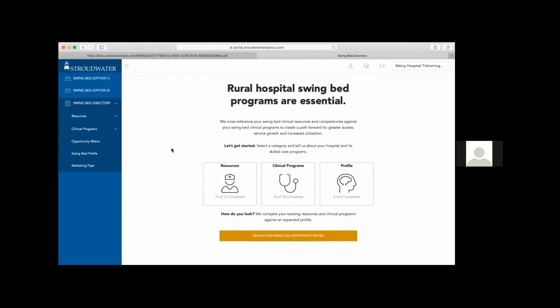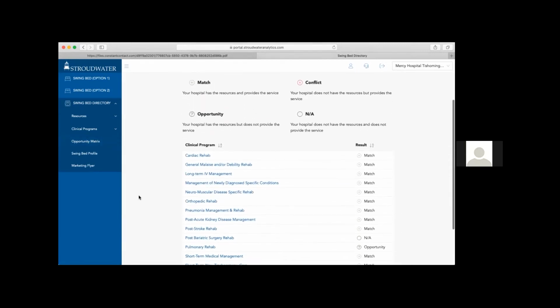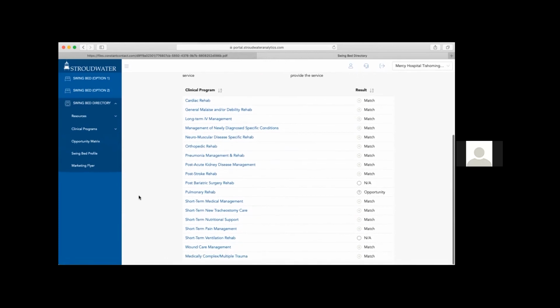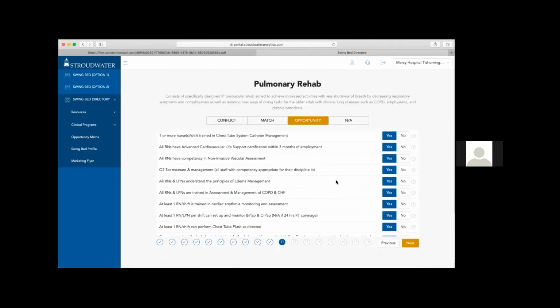And so what we're going to do is we're going to look at their opportunity matrix. Okay. So this is the end result. And if you go here, you can see the list here of all of the clinical programs that the portal or the data looks at. And you can see here under opportunity is around pulmonary rehab. And again, pulmonary rehab may not be directly tied to your swing bed program, but let's click on pulmonary rehab just to talk about it for just a second.